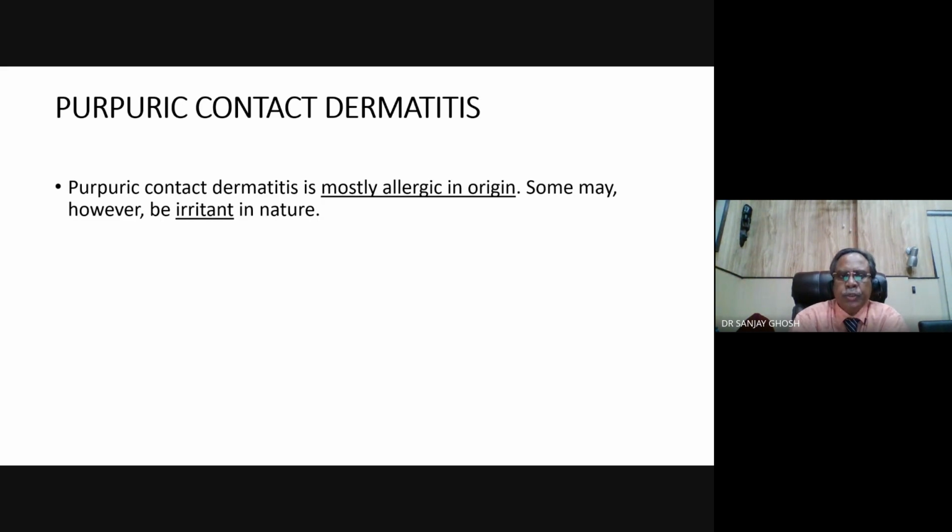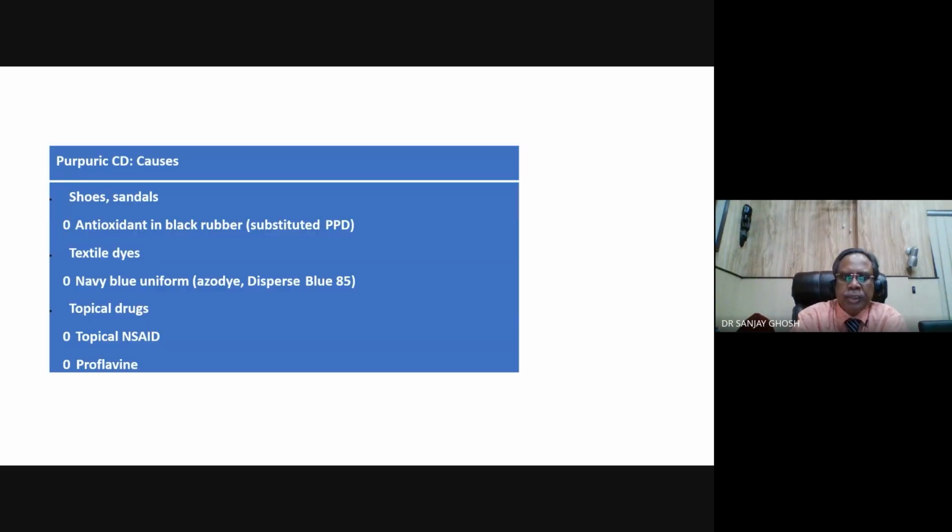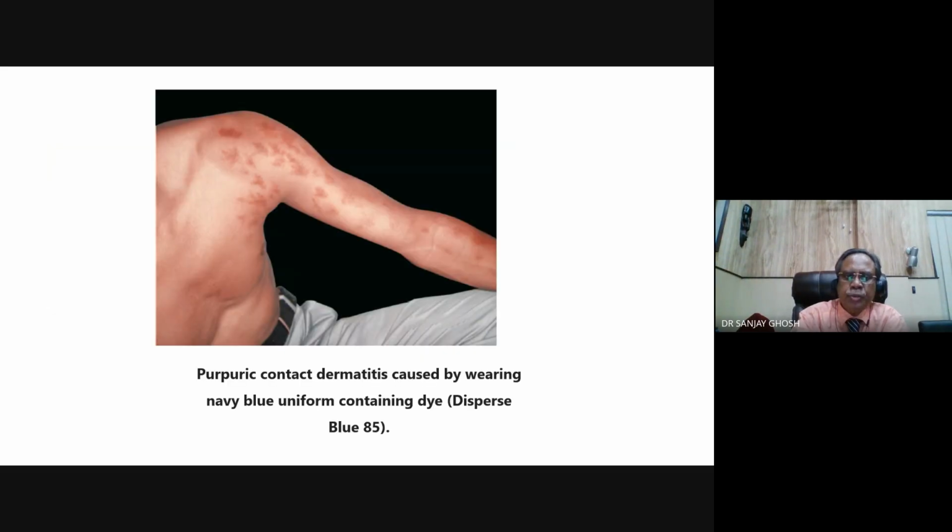Now purpuric contact dermatitis: sometimes we refer these to a hematologist, and before that you do a full hematological workup, but definitely you should be aware it could be from contact dermatitis. This could be from textile dyes, from topical NSAIDs, etc. This is purpuric contact dermatitis from wearing a navy blue European dress. Disperse blue dye can give rise to this purpuric patch. And sometimes from rubber chappals we get purpuric contact dermatitis. So by seeing this, don't jump to the conclusion that this is idiopathic purpura or thrombocytopenic purpura.